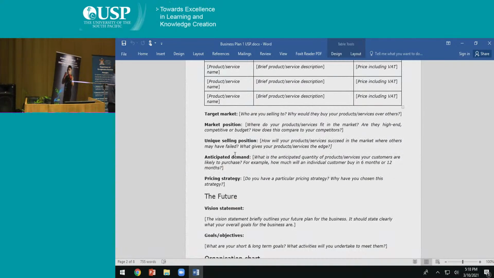Your market position, is it a high-end market? Very centralized at the supermarket, isn't it? But the business has to sell.